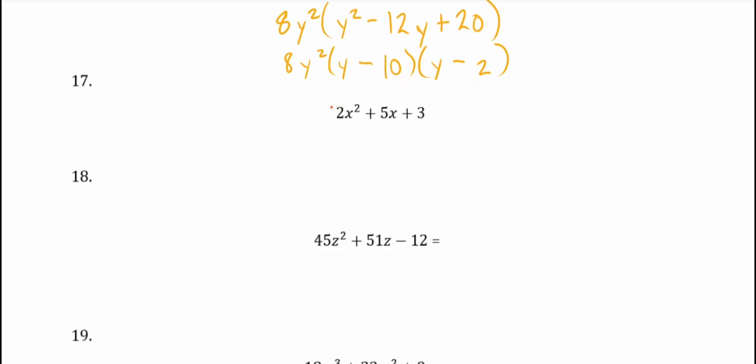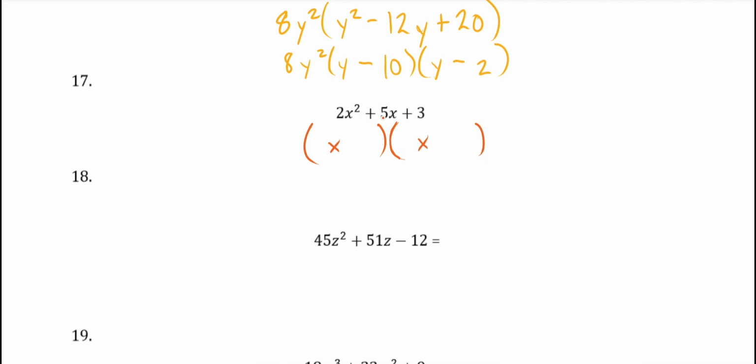Here I have a non-monic polynomial. It's got a leading coefficient of 2, and there's no way to divide 2 out of the other terms. So what we'll need to do is confront that. Now, there are a variety of different methods. I use a variant of the AC method to do this, because I want to set up my parentheses again.